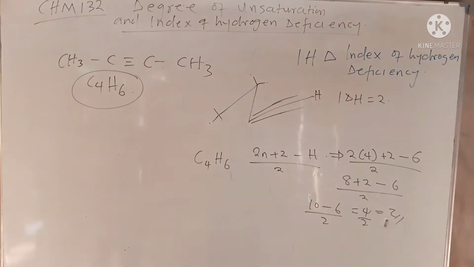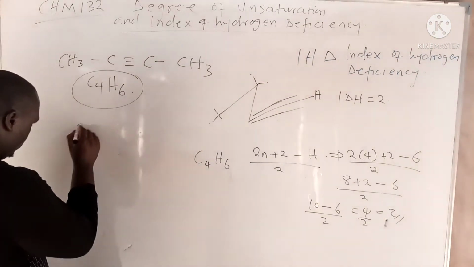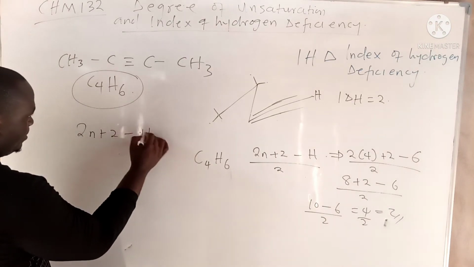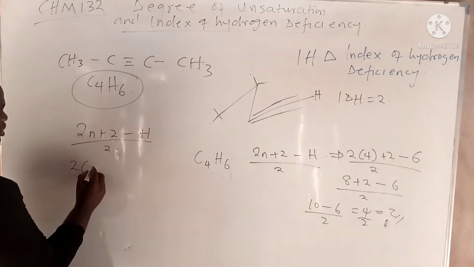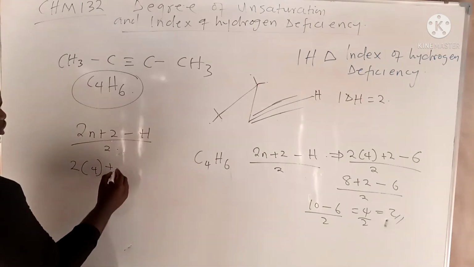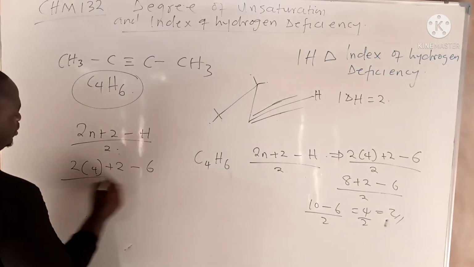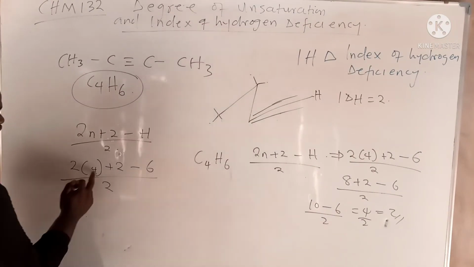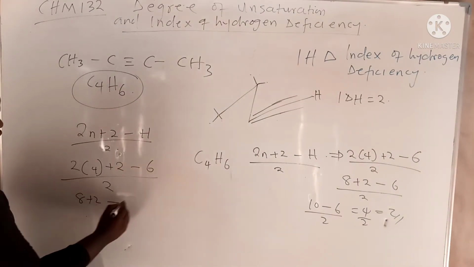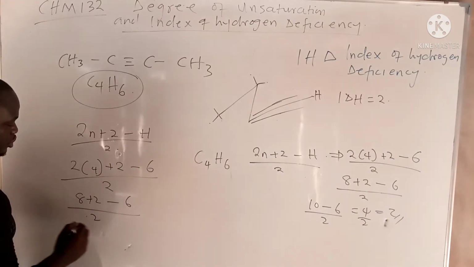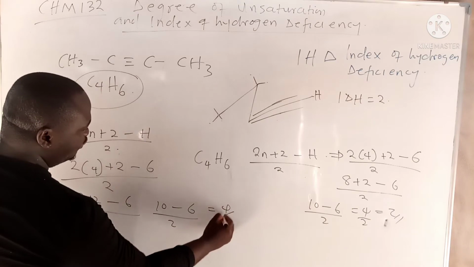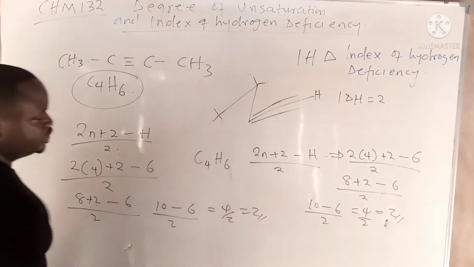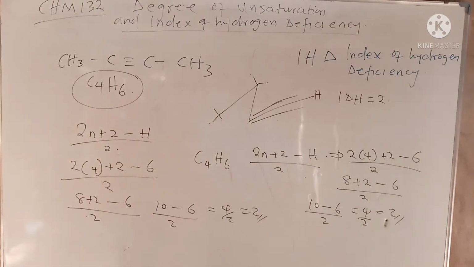And let me do it. Let me take my time. Now this is 2 brackets 4 plus 2 minus 6. You divide everything by 2. This time this will give you 8 plus 2 minus 6 divided by 2. And this will give you 10 minus 6 divided by 2. This will give you 4 divided by 2, which is 2. So the IHD is equal to 2.